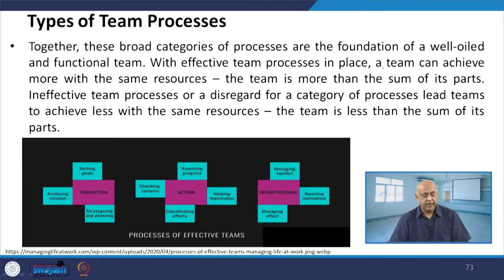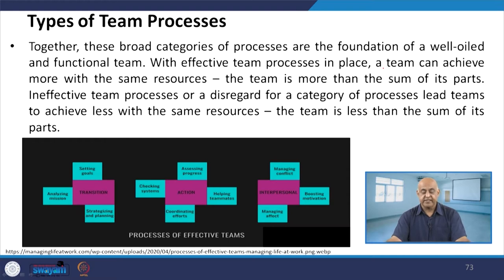So, in the team processes together, these broad categories of processes are the foundation of a well-oiled and functioning team. With effective team processes in place, a team can achieve more with the same resources. The team is more than the sum of its parts, right? That we have seen in the definition of the team.